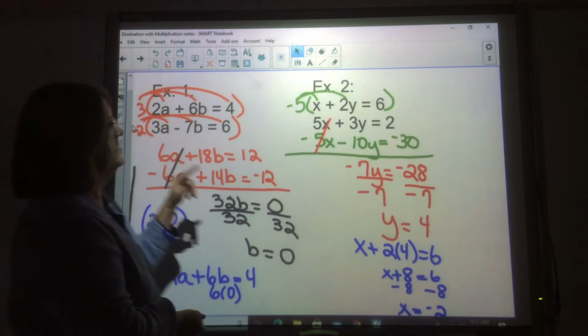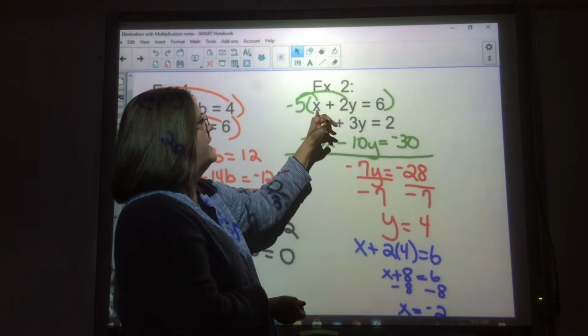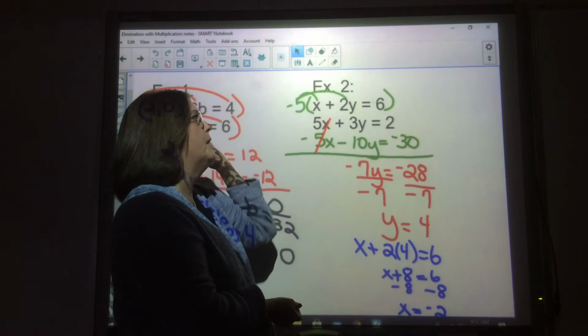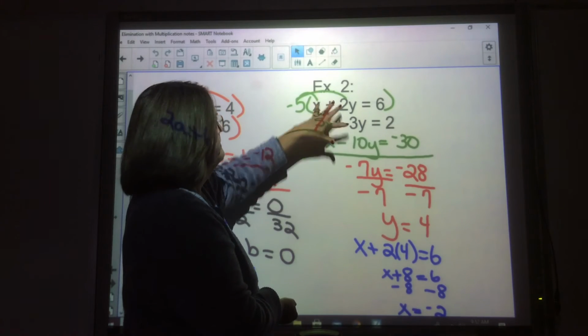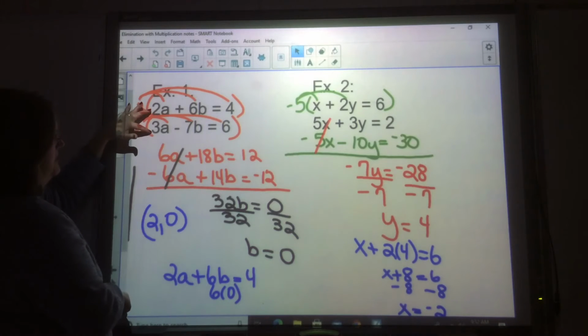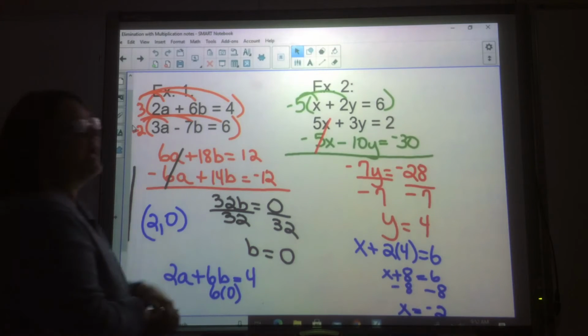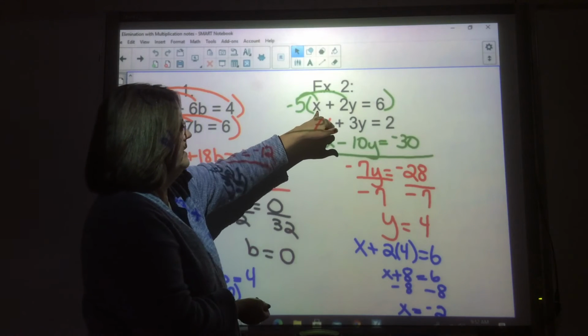All right, now let's come over here to this one. We had x plus 2y equals 6 and 5x plus 3y equals 2. We could have done the same. You see this 2 and 3? We could have done the same thing that we did here. We could have multiplied one of them by 3 and the other one by negative 2, but it's actually simpler to eliminate the x.